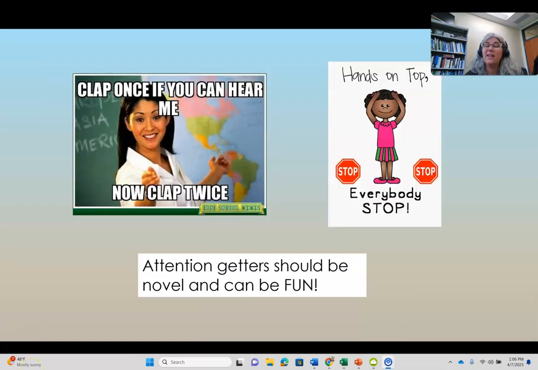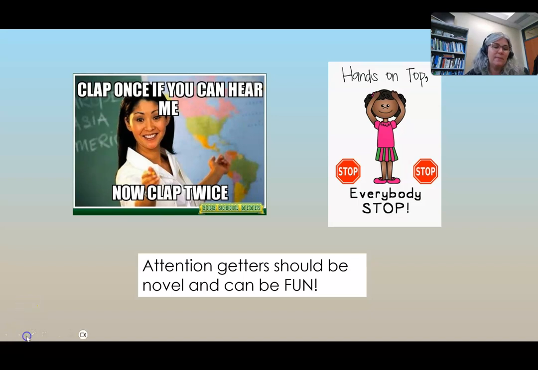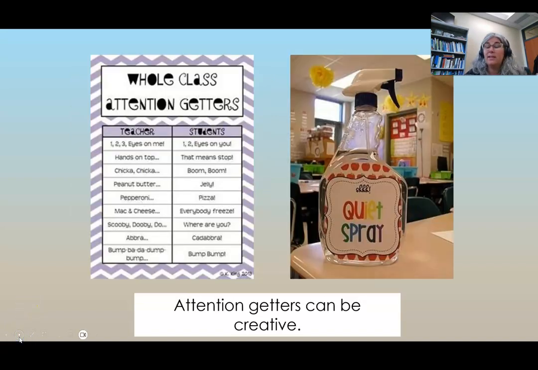So instead, most research indicates that attention getters should be, first of all, novel, and secondly, fun. So, what do I mean by novel? Novel means something out of the ordinary. And fun, again, it can be something enjoyable. It doesn't have to be punitive. Attention getters can also be creative.